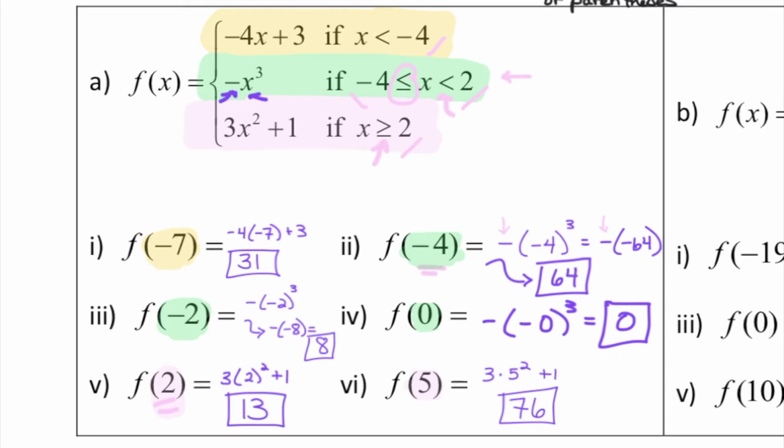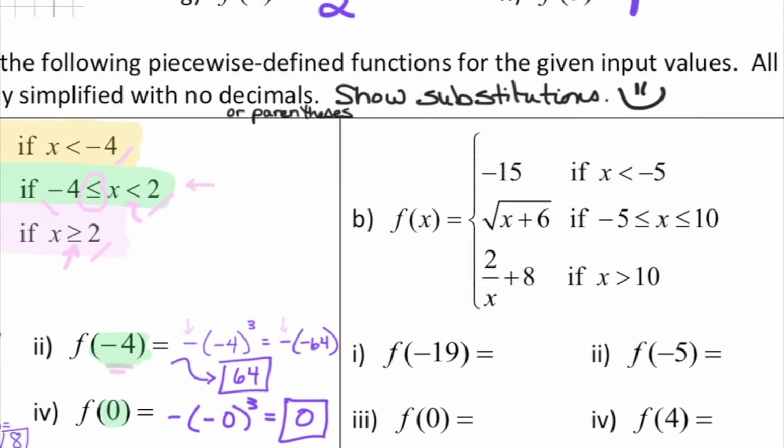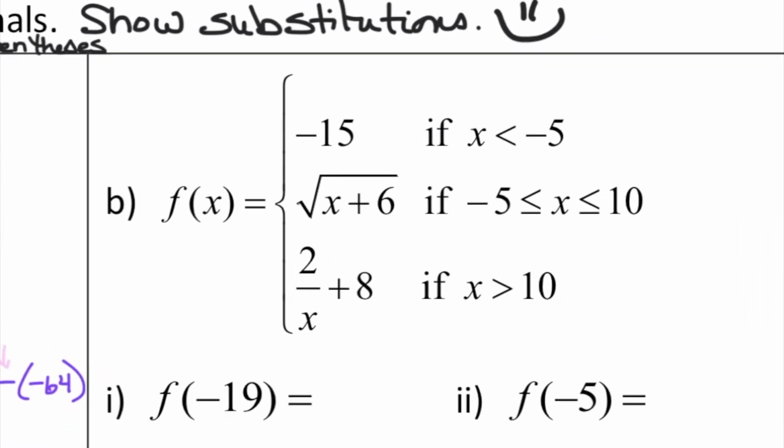Now I'm going to do the same process here in letter B. Now this top equation basically says that if I have an input that's less than negative 5, my answer is negative 15. It's not going to be any computation at all. It's going to be negative 15 for every possible number that's less than negative 5. And that's what would graph a horizontal line. I know I'm not asking you to make a graph here, but it would graph a horizontal line.